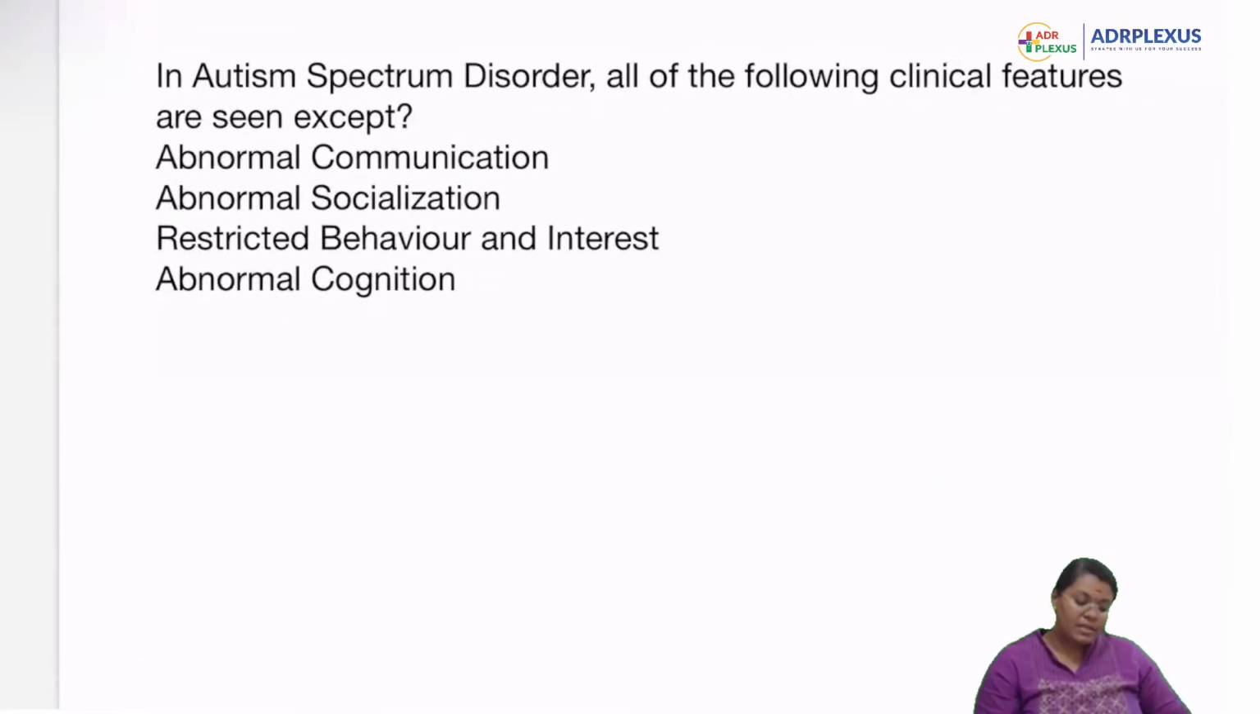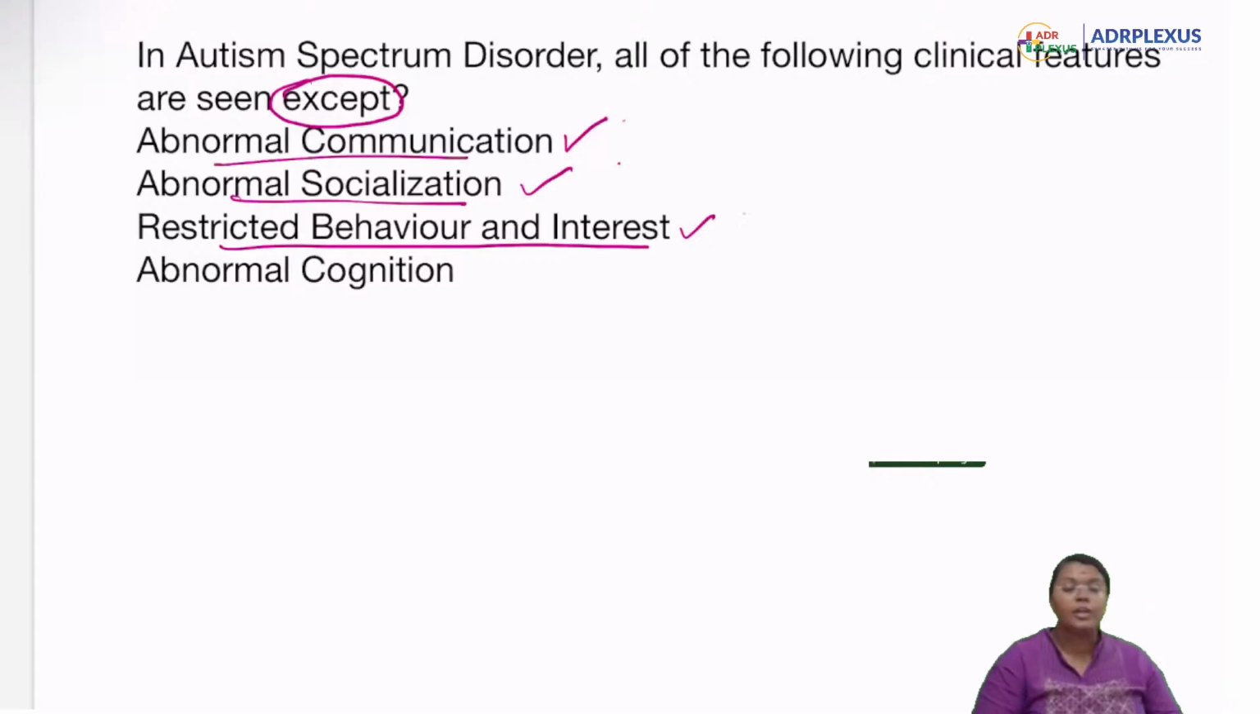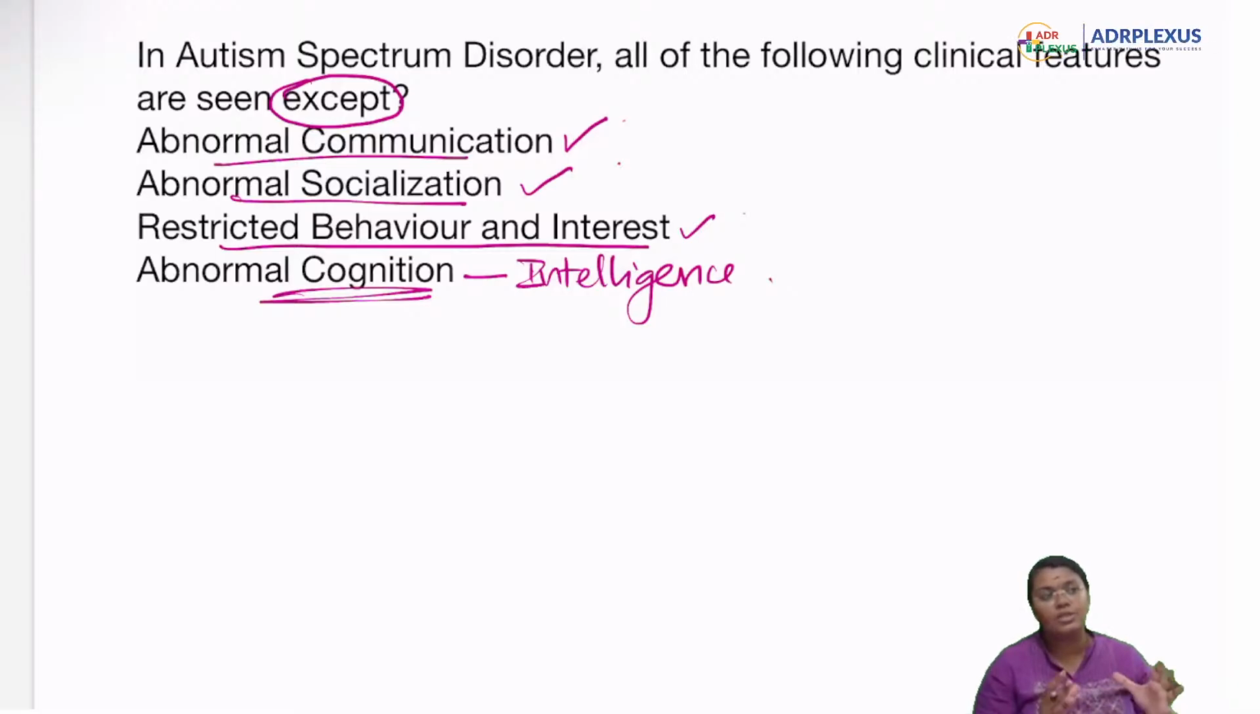Again, in autism spectrum disorder, all of the following clinical features are seen except. So, an all-except question. Abnormal communication is usually seen, abnormal socialization is usually seen, restricted behavior and interest is usually seen. Here, language is not mentioned; communication is mentioned, and non-verbal communication is affected, so normal communication is not present. Abnormal cognition is about intelligence. Intelligence need not always be affected in autism. There is around 30% comorbid mental retardation with autism, but it is not generally associated. So this is the better answer.